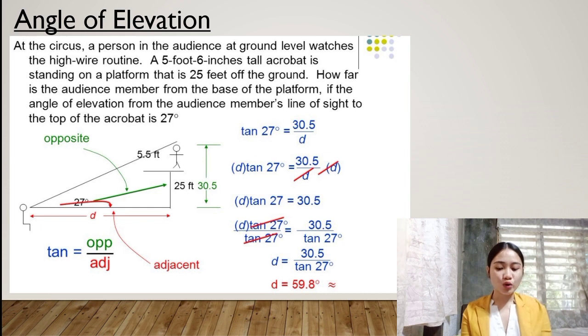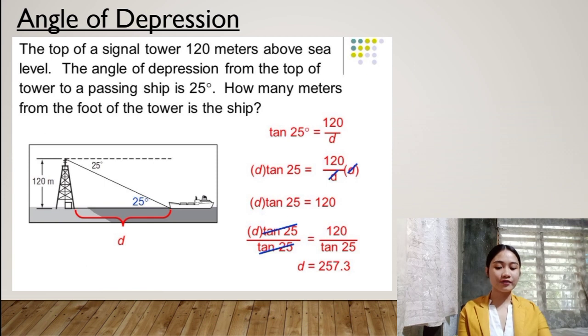Okay? So, what if you are given the opposite and you are looking for the hypotenuse? What about that situation? We will use sine theta is equal to opposite over hypotenuse. That is what we will use to identify the opposite, or the hypotenuse. Okay. So, let's move on to angle of depression.